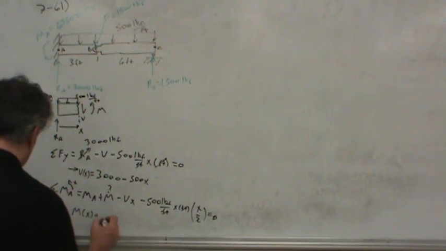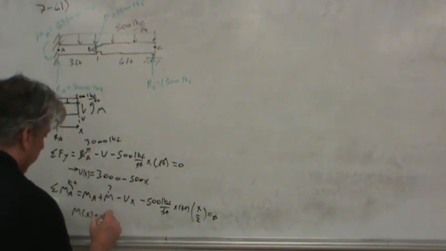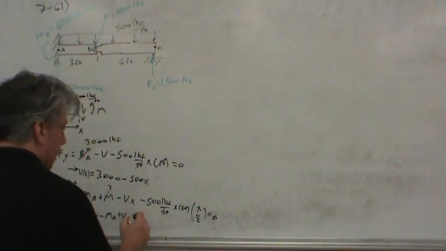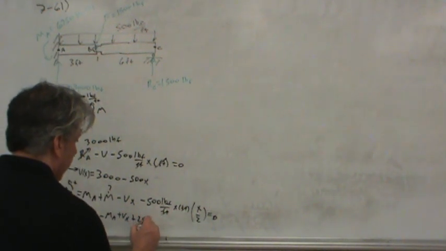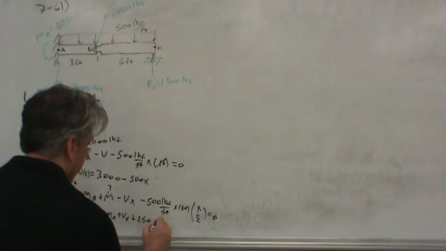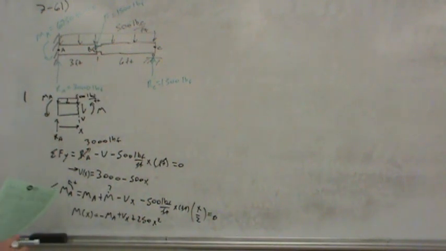It'd be what? Well, let's put it in order: minus MA plus Vx. Notice I'm just pulling everything to the other side. Plus, well, let's see, 250, because 500 divided by 2 is 250, times x squared. We've got two x's here to deal with. Okay.